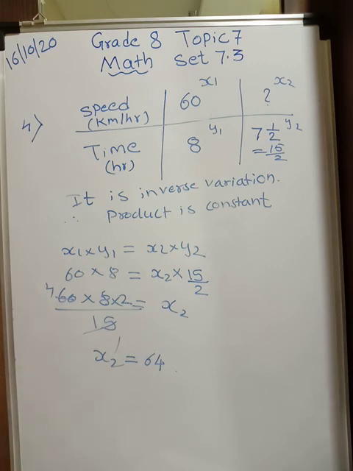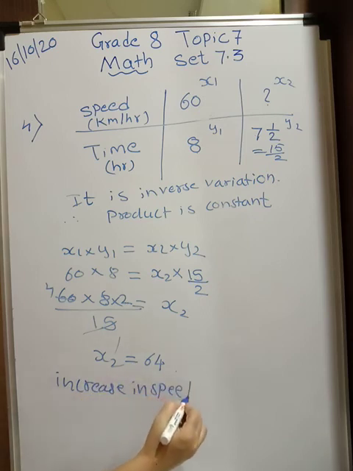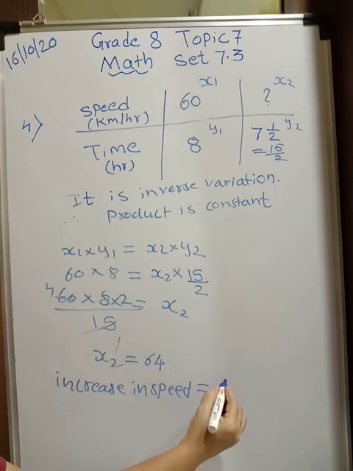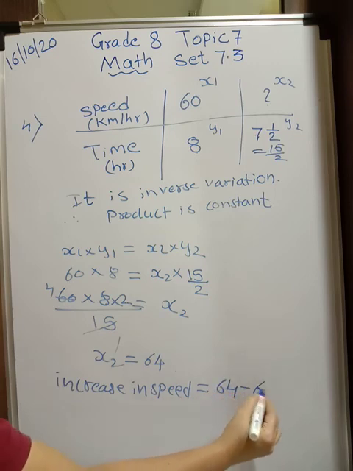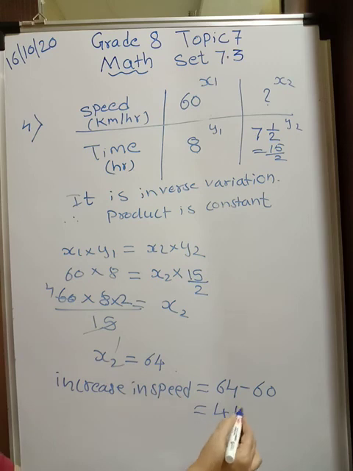See, they have not asked what is the speed. They have asked what should be the increase in the speed. So you have to increase the speed by 4 kilometers per hour. Are you understanding me? So increase in speed is equal to 64 is the new one, original was 60, and therefore you get 4 kilometers per hour. Listen to, concentrate on what the question has asked. Alright? Okay, have you understood why 4 kilometers per hour came?